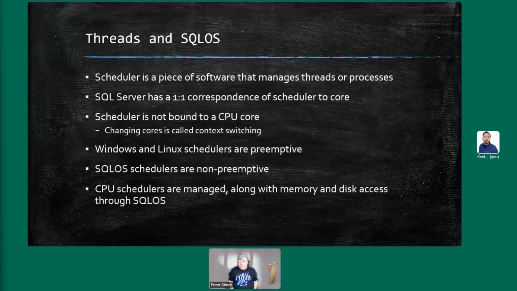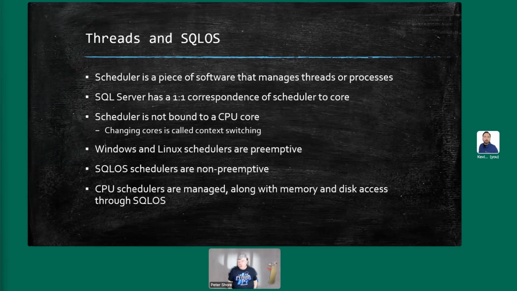So we have a scheduler, and that scheduler is a piece of software that manages threads or processes. In SQL Server, it's a one-to-one correspondence of scheduler to core, and in fact, they're often used interchangeably in conversation, even though that's not technically correct. Now, just because there's a one-to-one correspondence doesn't necessarily mean that a scheduler is bound to a specific core. The schedulers will change which cores they run on. That change within a given process is called context switching.